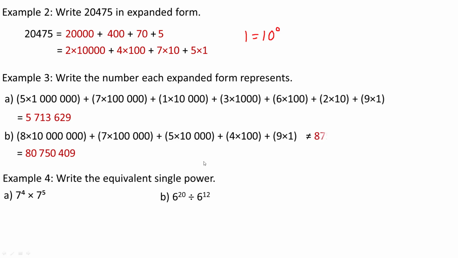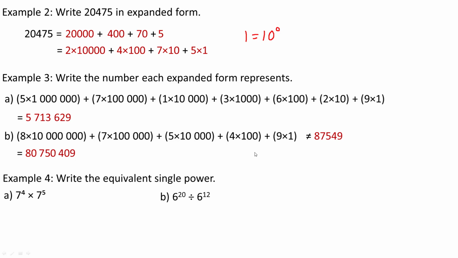And I just want to point out that if you answer this really quickly, especially if you did that one first, you might say, oh, this must be 8, 7, 5, 4, 9. But there's a whole bunch of powers of 10 missing. Those are placeholders. So there has to be a 0 here, and a 0 here, and a 0 here. And of course, 80 million is a lot different than like 87,000. So this is not how you would write that one in expanded form.